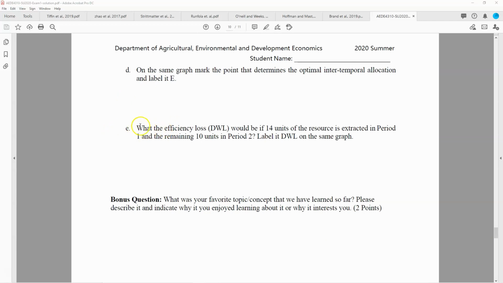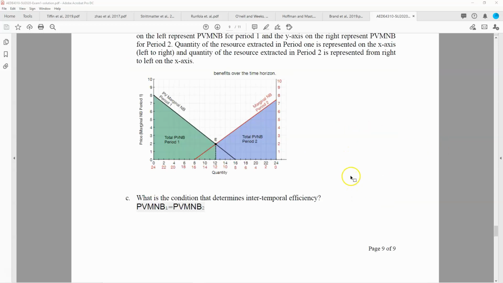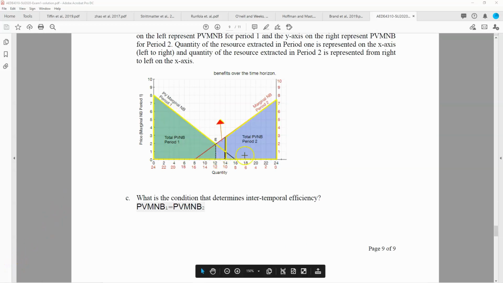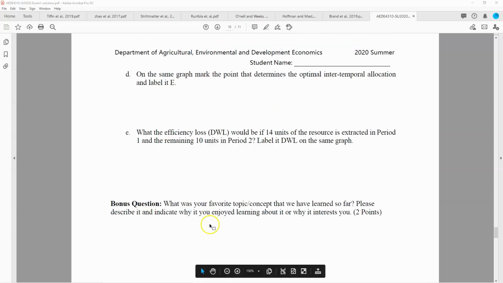And last question, what is the efficiency loss? What is the deadweight loss if 14 units of the resource is extracted in period 1 and the remaining 10 units in period 2, and label it on the same graph? So if we consume 14 units in period 1, then the total net benefits would be enclosed by those yellow lines, and this small triangle would be the deadweight loss.